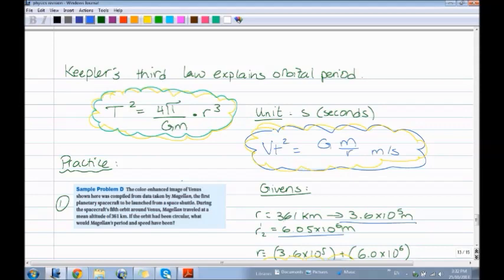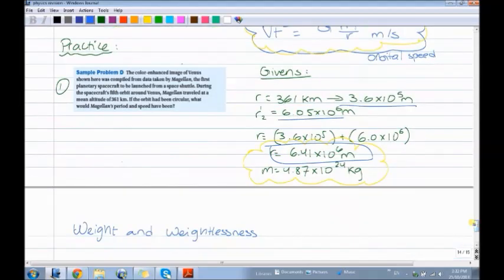Now, there's another formula, which is for the speed, the orbital speed. Vt squared equals G, the constant, times M over r, which is mass over radius, and the unit is meters per second. Now, let's try solving a question from this.